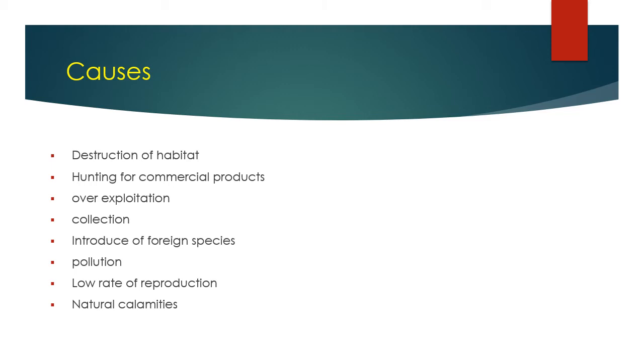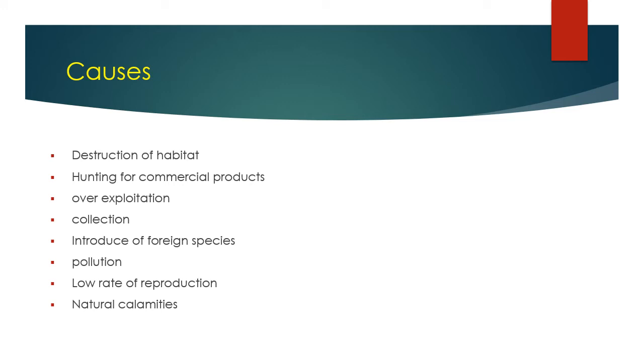Then another one is a low rate of reproduction in certain animals, especially the top carnivores, whose reproduction rate is very low, with very few babies born after a long duration. So a low rate of reproduction is also one cause of wildlife depletion. Then another one is natural calamities, like floods, droughts, fires, and epidemics. These are natural calamities, and they are also one cause of wildlife depletion.